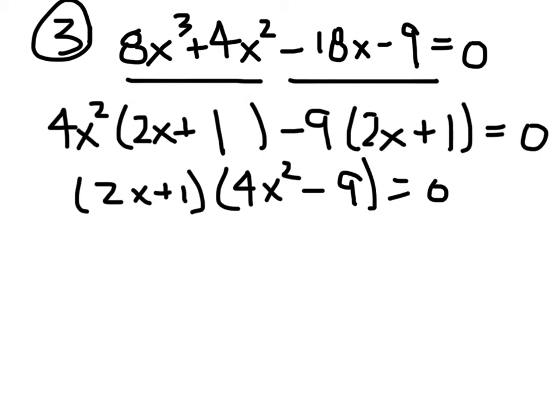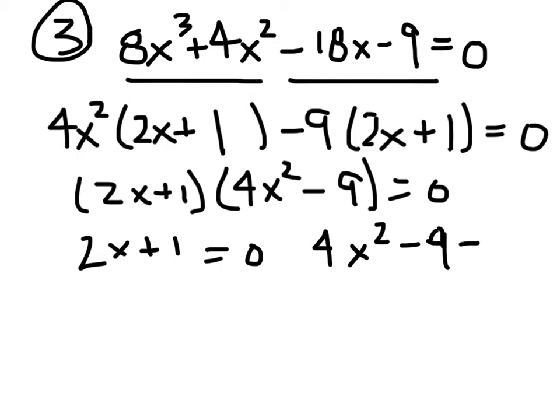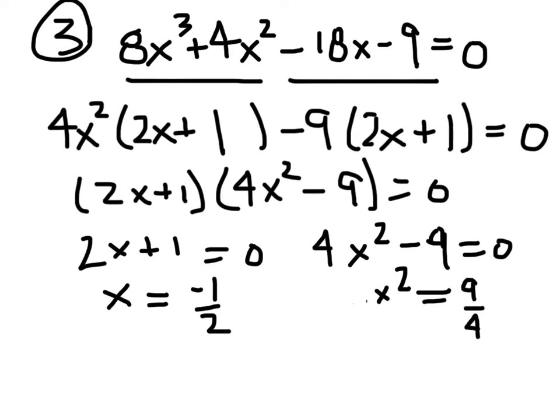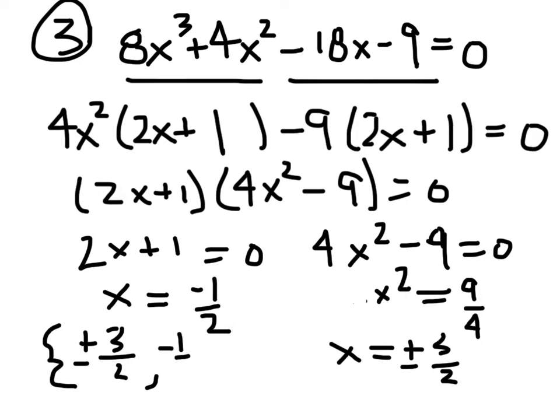I can apply the zero product rule, which states that if you have two terms that are being multiplied together that result in 0, then you can set each of those factors equal to 0. So here, after I subtract 1 and divide by 2, I'd have negative a half. Here I would have x squared equals positive 9/4, and when I take the square root of both sides, I'd have plus or minus 3/2. So it appears that my answers are plus or minus 3/2 and negative 1/2.